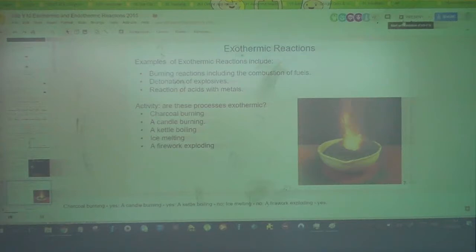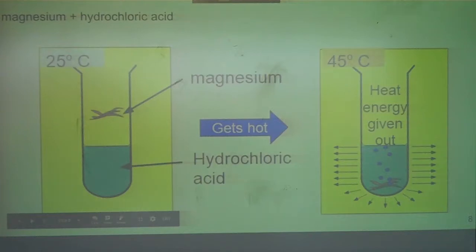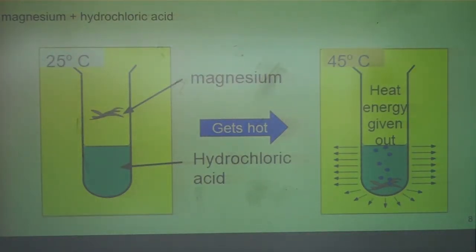Now, let's have a look. This is another example of exothermic. We used to do this prep. Notice there, magnesium metal going into an acid, and look at the temperature change. Magnesium going into hydrochloric acid, and you would have done acid metal reactions last year, and the test tube does get warmer. So that is an example of an exothermic reaction.